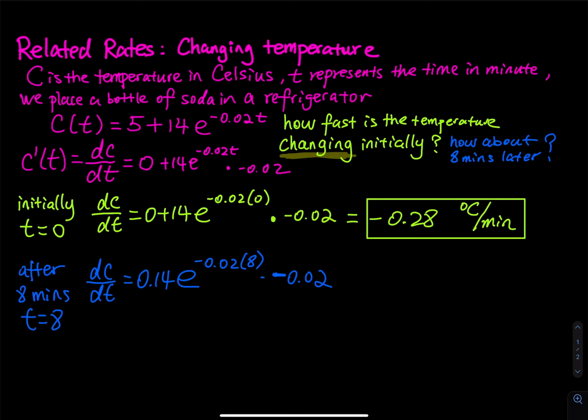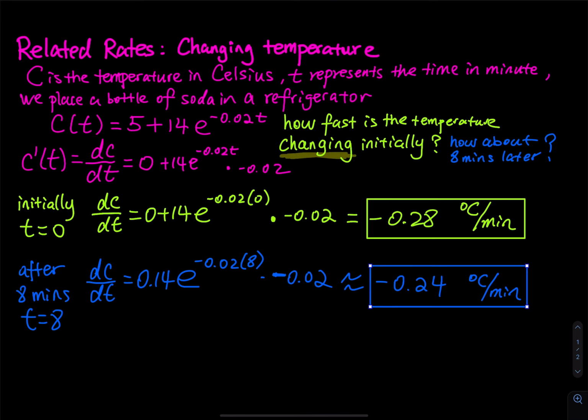So this time you have to approximate, because when t is equal to 0, we had a 1. It is approximately equal to negative 0.24. The unit is Celsius per minute. So this is also negative. That means the temperature is decreasing, but decreasing a little bit slower compared to the initial time. So 8 minutes later it is decreasing at 0.24 Celsius per minute, but initially it was negative 0.28 Celsius per minute. All right, so that is the end of this problem.